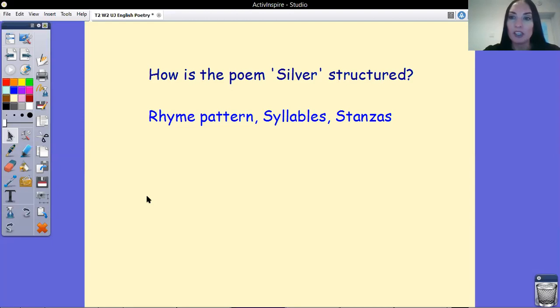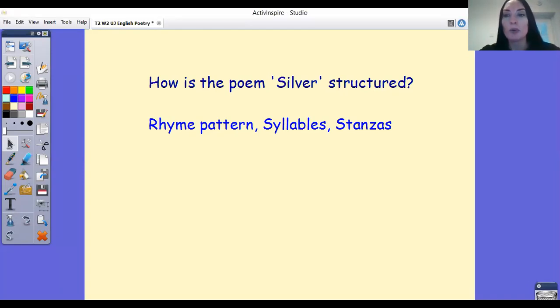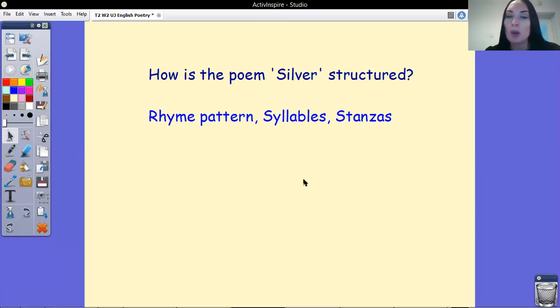Now to do this first activity, you can either use the sheet you wrote on yesterday, which I'll just show you to remind yourself. You made notes on this sheet yesterday. You can add your notes about the structure onto this sheet, or also included in the downloads on our class page, you can use this version of the poem that I'll be using as well, and you can write about structure on there. So your first activity is to answer by making notes on your sheet, how is the poem Silver structured? Thinking about rhyme patterns, syllables, and stanzas. So pause the video now and have a little go.